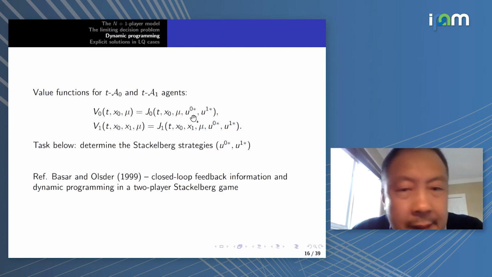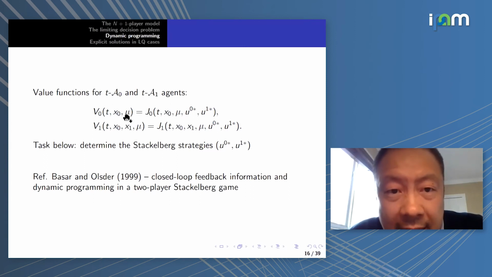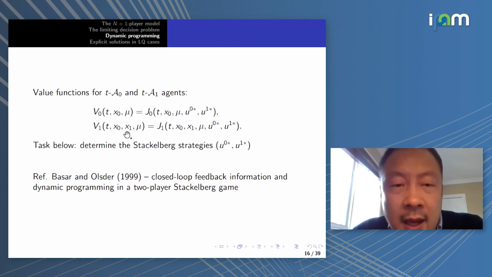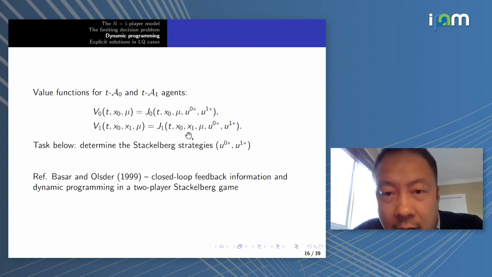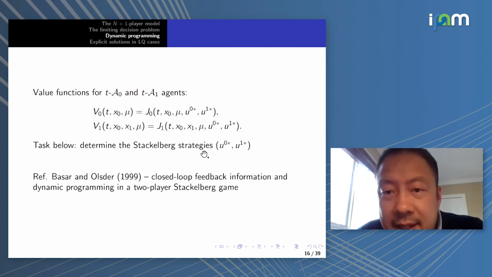Now the value function is determined by the initial condition for the major player, and also the equilibrium strategies. This is the Stackelberg equilibrium strategies. Similarly, for the minor player, we have the determination of the value function evaluated at the equilibrium strategies. So the big question is how to determine the Stackelberg strategies.